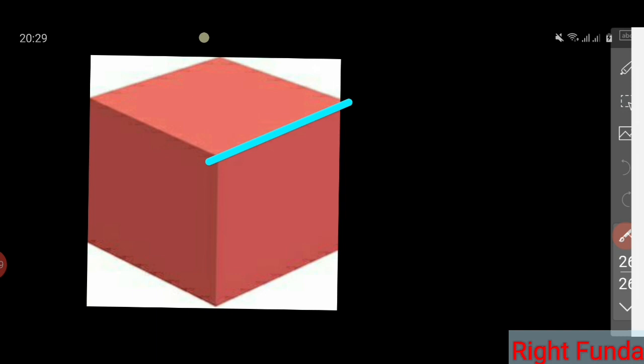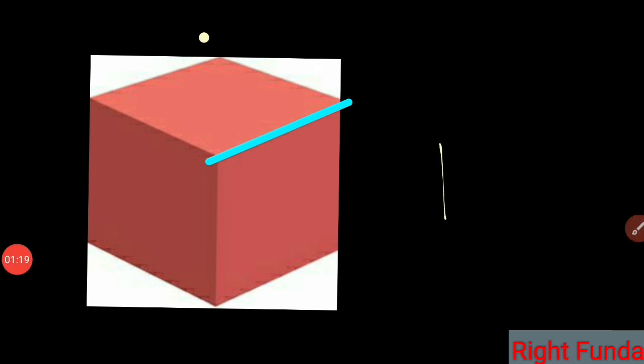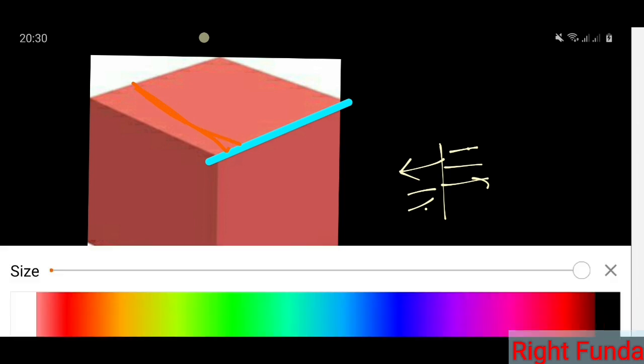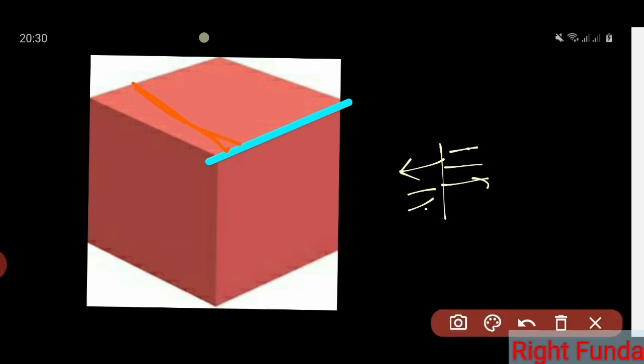So this is my rod. I have shown only a short part, but it's infinitely long. From this rod, electric lines of force will be emanating, and from the wire we know that they go radially outward, in every direction. And here also lines of force will be going like this. So if you see, on this line, they will be emanating and going in these directions, like this, like this, like this.